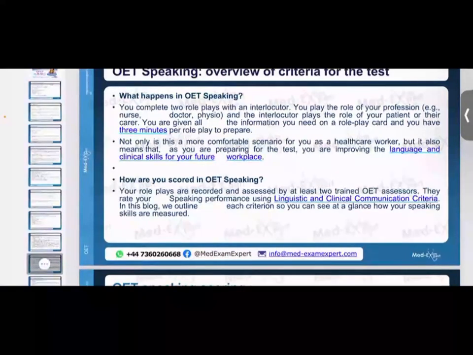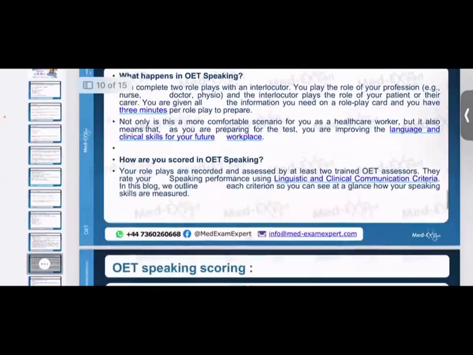Not only is this a more comfortable scenario for you as a healthcare worker, but it also means that as you are preparing for the test, you are improving the language and clinical skills for your future workplace. So it is not just the test. If you pass this exam and reach your desired destination, any English speaking country, then definitely you are improving the language and the clinical skills for your future reference.